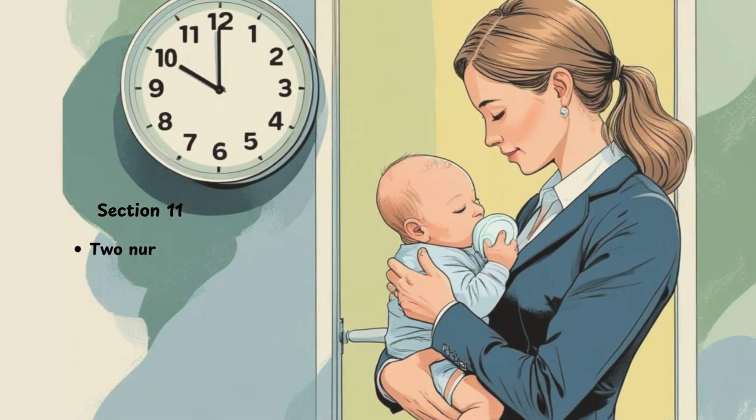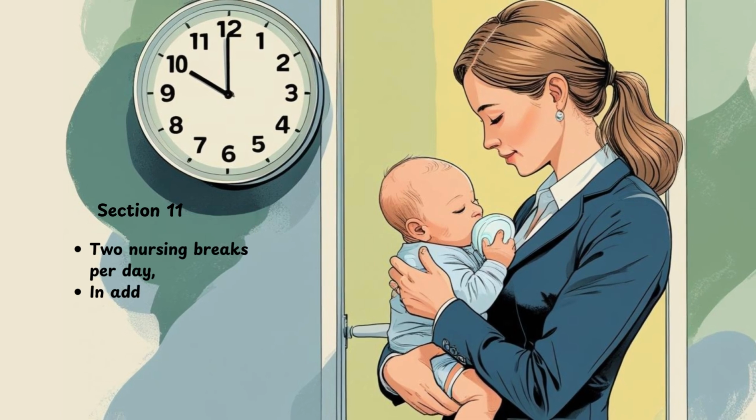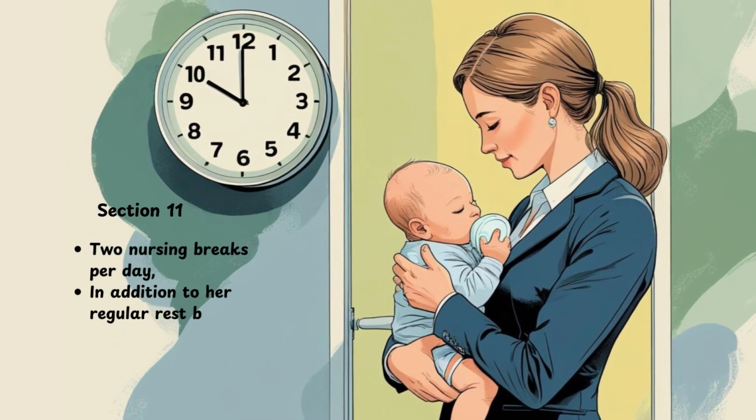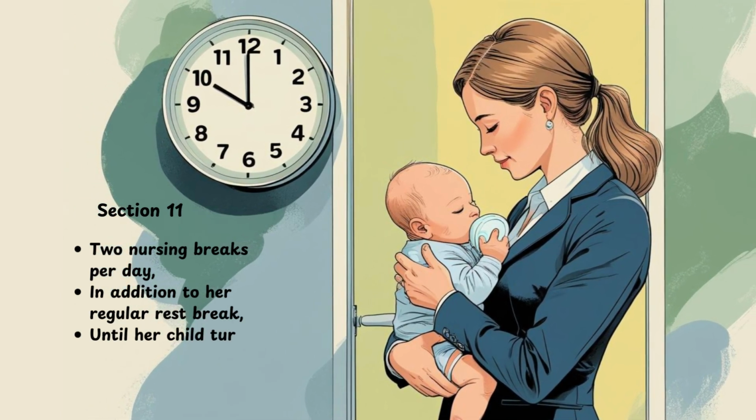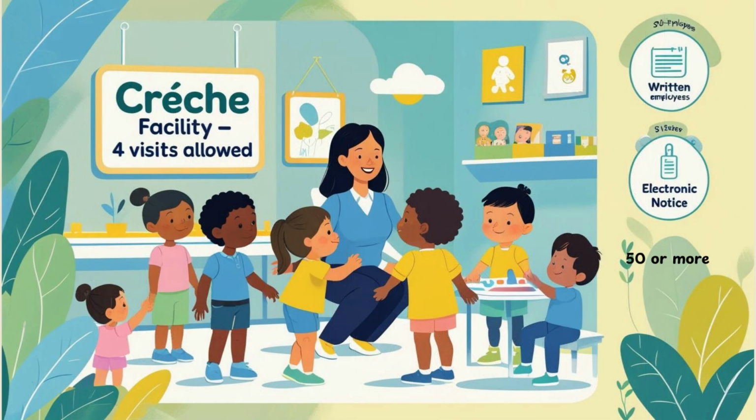When a woman returns to work after childbirth, she is allowed 2 nursing breaks per day, in addition to her regular rest break, until her child turns 15 months old. Also, any establishment with 50 or more employees must provide a crèche facility, either within a prescribed distance or shared with other facilities. The woman employee can visit the crèche 4 times a day, and these visits include her rest break time.